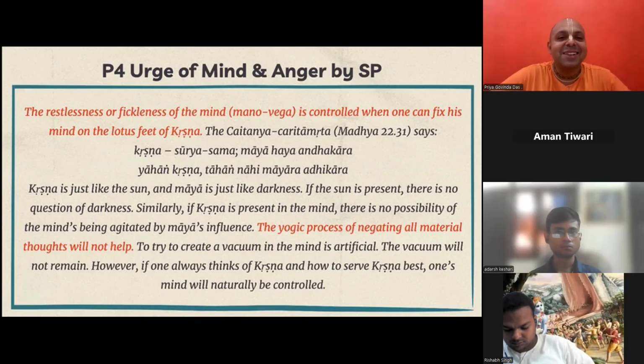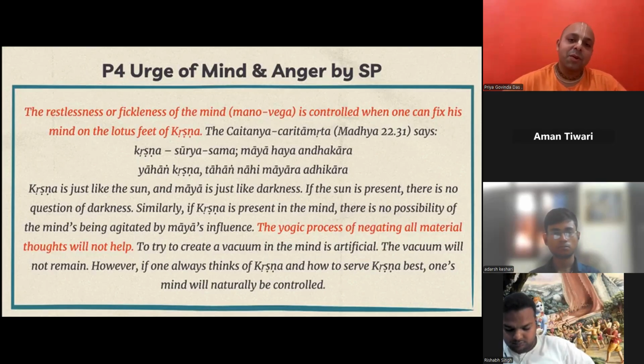Chaitanya Charitamrita Madhya 22.31 says, Krishna surya sama, maya haya andhakara, yahan Krishna, tahan nahi mayara adhikara. Krishna is just like the sun and Maya is just like darkness. If the sun is present, there is no question of darkness. Similarly, if Krishna is present in the mind, there is no possibility of the mind being agitated by Maya's influence. The yogic process of negating all material thoughts will not help. To try to create a vacuum in the mind is artificial. The vacuum will not remain. However, if one always thinks of Krishna and how to serve Krishna best, one's mind will naturally be controlled.